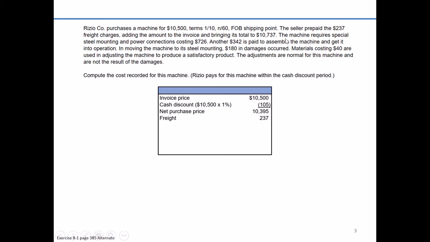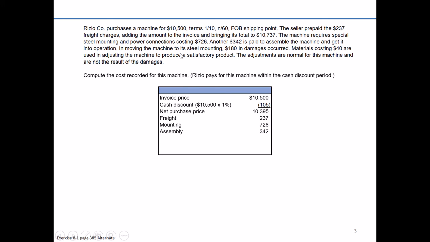We read through our next sentence. The machine requires special steel mounting and power connections costing $726. It says requires, so this was not an optional situation. In order to get it working, we've got to make sure we have the right mounting and power connection. So we're going to add $726 to the cost of the machine for mounting. Then we look and we show another $342 is paid to assemble the machine and get it into operation. Assembly, as long as it's reasonable and necessary to get it into operating condition, again, add assembly to the overall cost, $342.